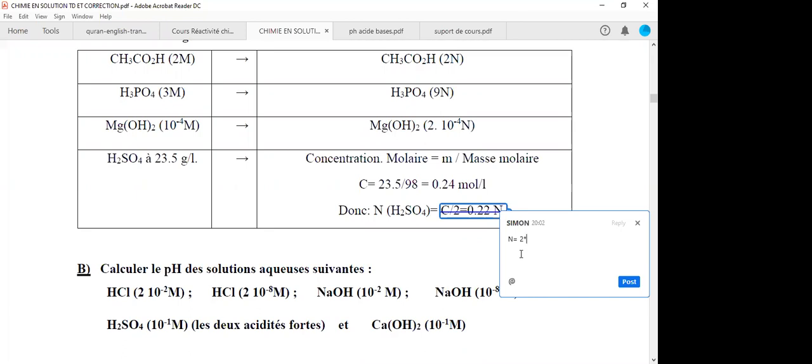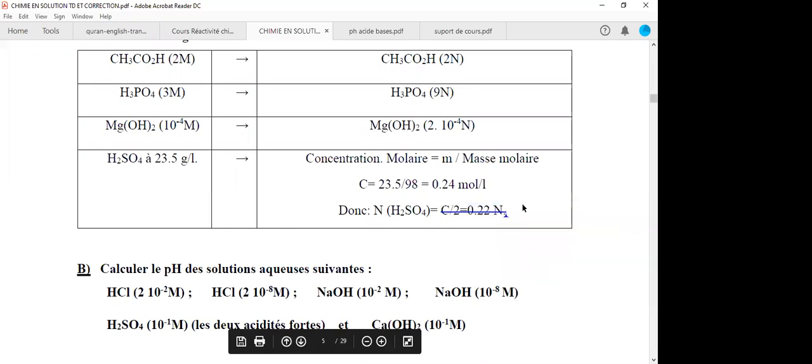Is 2 times 0.24, and this one it will give us 0.048. So this one it will give us 0.48 molar. We are multiplying, not dividing here. Take note of this correction as you'll be studying.